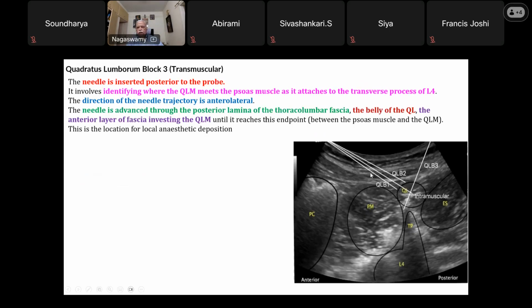So you can see that in quadratus lumborum 1, the drug is deposited just above the quadratus lumborum, between the quadratus lumborum and psoas. And in quadratus lumborum 2, it is more towards the anterior abdominal wall. And in 3, it is coming through the muscle between the transverse process and the psoas major, so posterior to the quadratus lumborum. And in 4, it comes directly into the muscle itself. So that is the quadratus lumborum 4 block, where it becomes intramuscular.